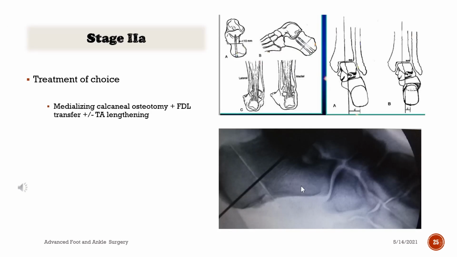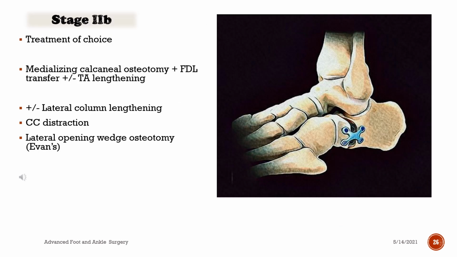Stage 2A, treatment of choice: medializing calcaneal osteotomy plus FDL transfer plus or minus TA lengthening. Stage 2B, treatment of choice: medializing calcaneal osteotomy plus FDL transfer plus or minus TA lengthening, plus lateral column lengthening, calcaneocuboid distraction.